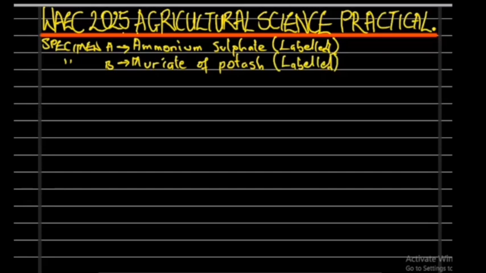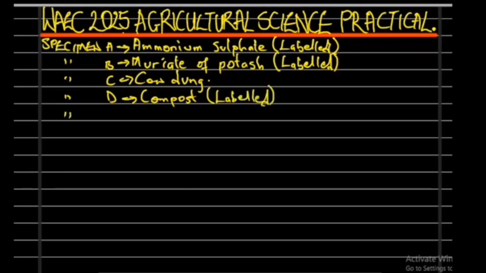The third one, specimen C, we have cow dung. Our specimen D, we have compost, which is also labeled. And our specimen E, we have Cutlass.